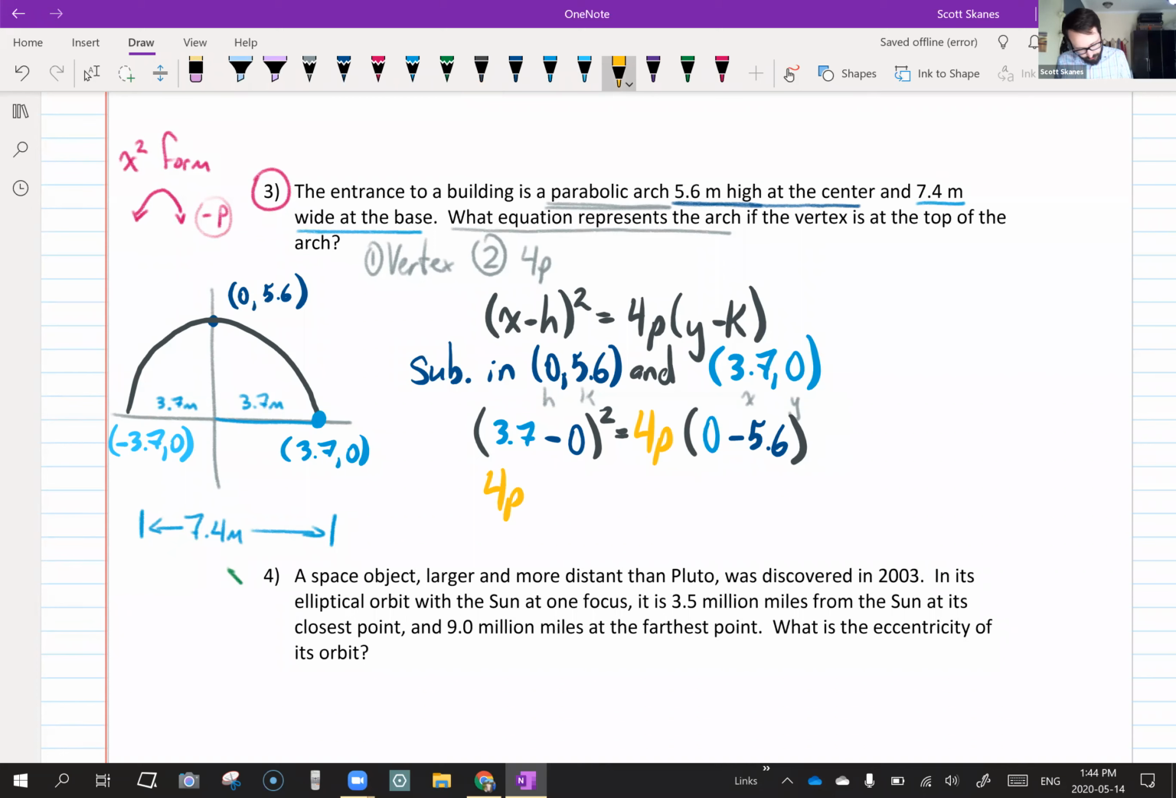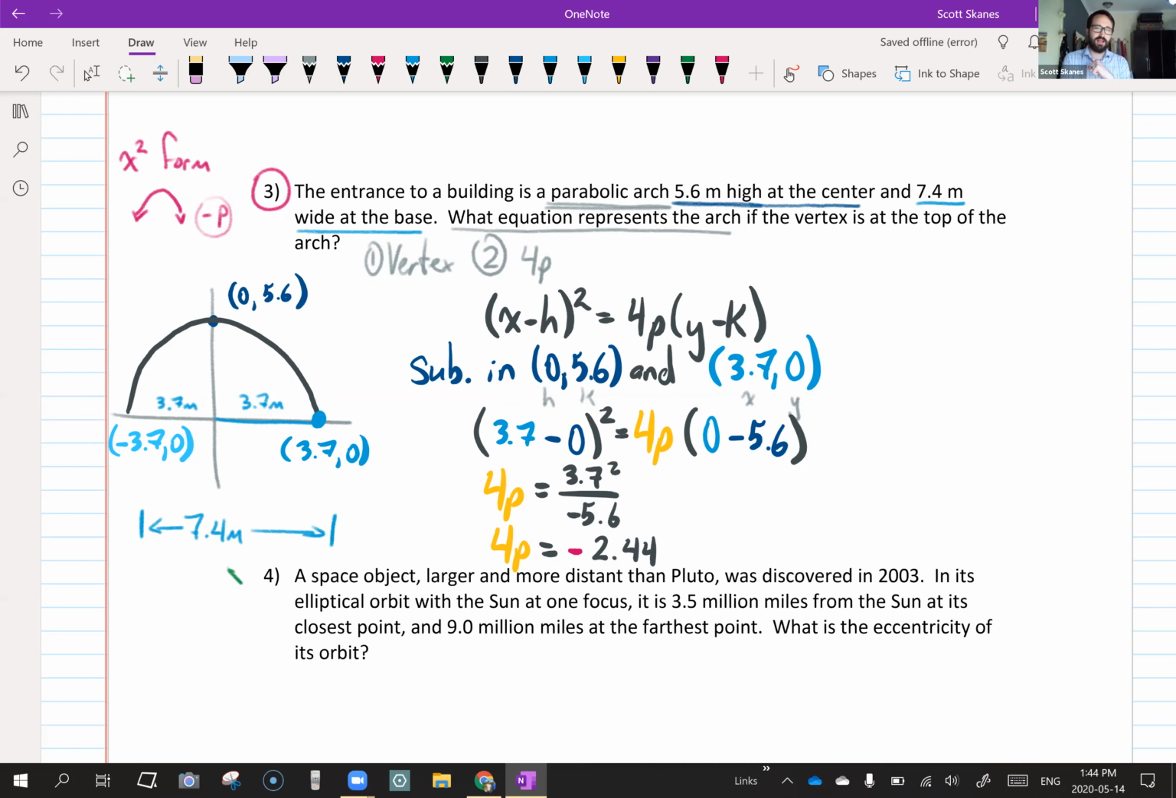I'll rearrange it first. 4p equals 3.7 squared over negative 5.6. So what's 4p? 3.7 squared divided by negative 5.6 is negative 2.44. Let me double check, make sure it matches what I think it should be. Yes, it does. And notice that it pops out a negative. That's confirming that it's opening downwards. When a parabola has a negative p-value, it opens down.